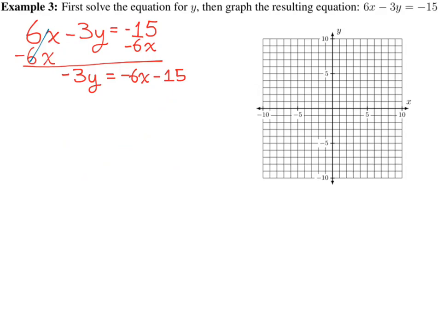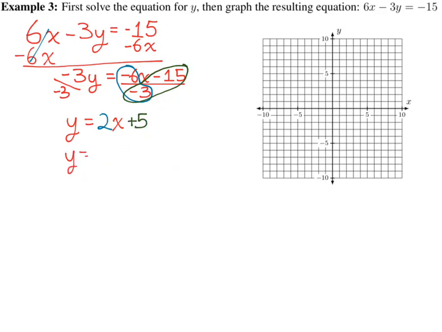From there, go ahead and divide by negative 3. That means each term divides by negative 3. So we have positive 2x plus 5. Okay? Again, just once more, all together now. The slope is 2, which is really 2 over 1. And the y-intercept is at 0, 5. There's our first dot. All right, now up 2 over 1.